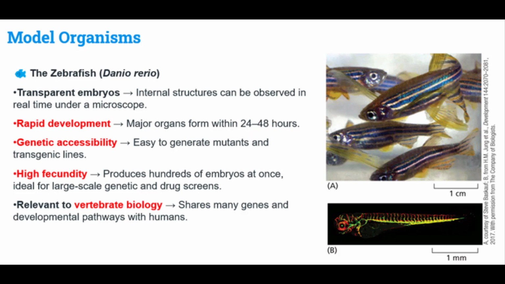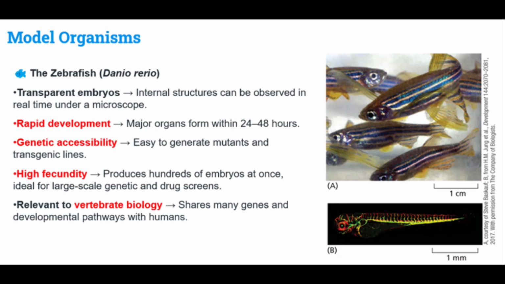Plus, it's a prolific breeder, isn't it? The sources mentioned high fecundity. Yes, very high. It produces hundreds of embryos at once. Hundreds. That sounds like a massive advantage for certain types of research, right? Precisely. That high fecundity makes it ideal for large-scale genetic and drug screens. Testing lots of things at once. Exactly. Researchers can test hundreds, maybe even thousands, of chemical compounds or genetic mutations simultaneously. It's a powerful tool for discovering new medicines or understanding the genetic basis of diseases.